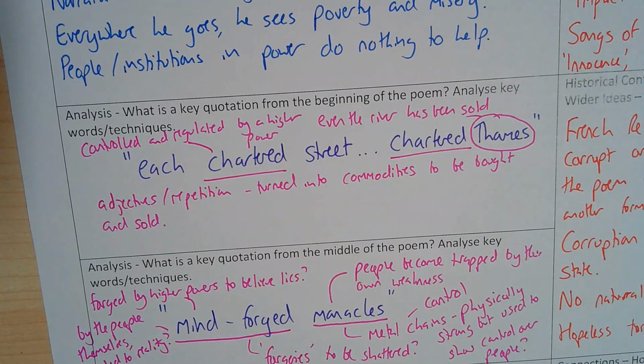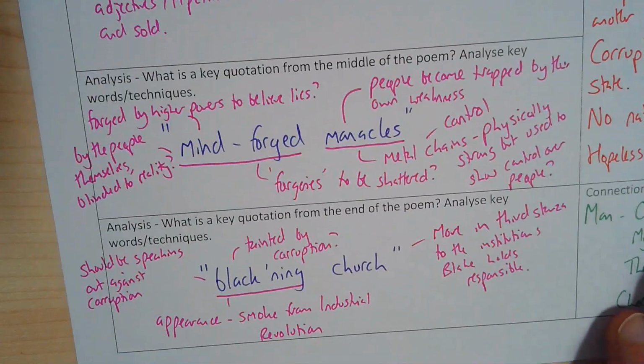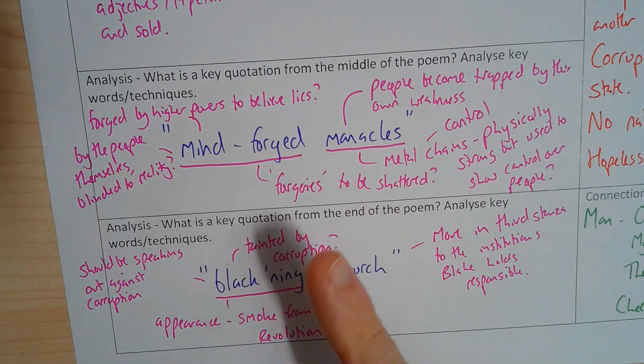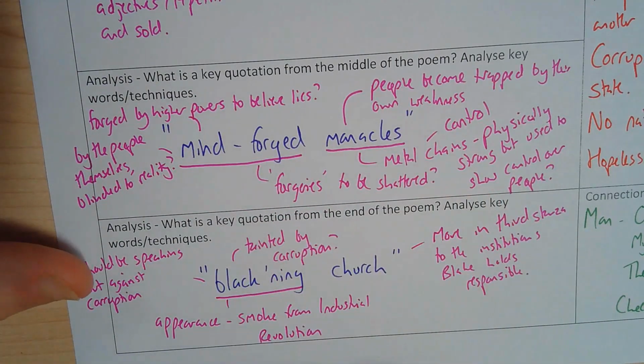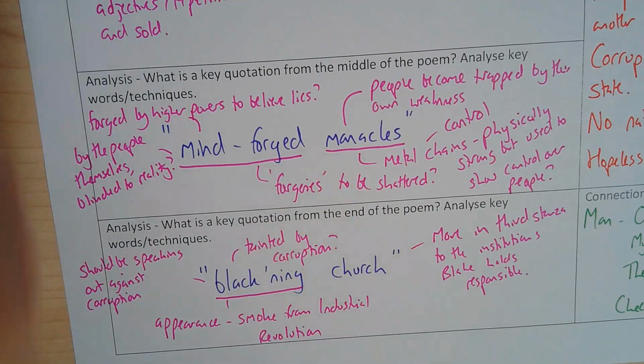This idea, mind-forged manacles, is a lovely quotation. You can see there's quite a lot of things here. This idea, if something is forged, it is made. Manacles, obviously, are kind of handcuffs used to control and enslave people as well. To do that, you would melt metal down and make chains from that. And obviously, that's a physical sense of control. Chains are physically strong, but here they're used to show control of people's minds.